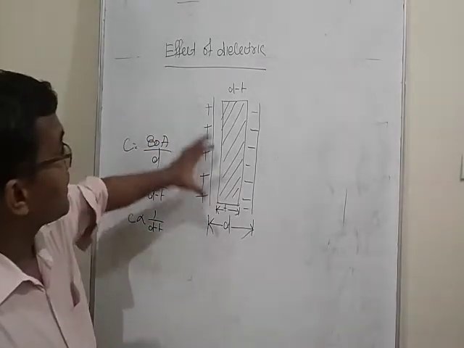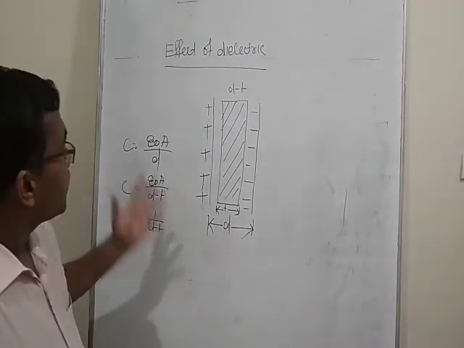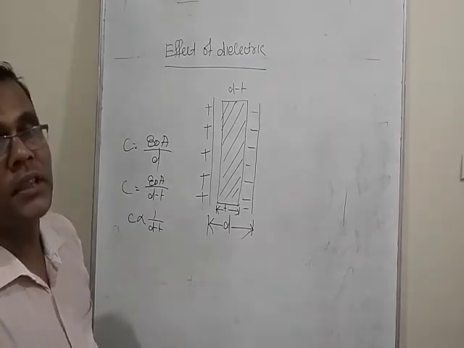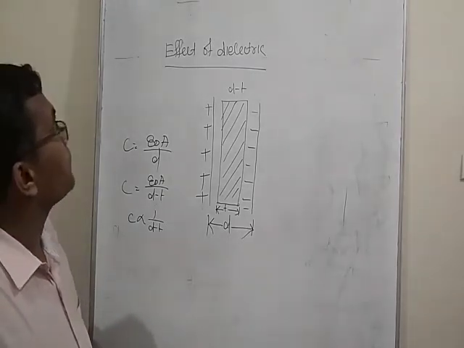If a dielectric slab is introduced in between the two plates, the capacity of the system increases. It is the effect of dielectric.